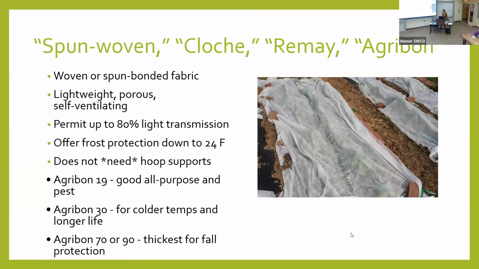Okay, so then moving on to the next type of covering that you might use with these is lots of different names. Spun woven, I feel like, is the best description of what it actually is, but it's like a cloth fabric. It's actually plastic, but Cloche, Remay, Agribon. Remay and Agribon are the brands that you can buy. But it's basically a woven or spun bonded fabric. It's lightweight and porous, and it ventilates on its own. It allows water through, but like Carrie said, if it's brand new, water might bead off of it a little bit. But in my experience, water goes through it pretty well.